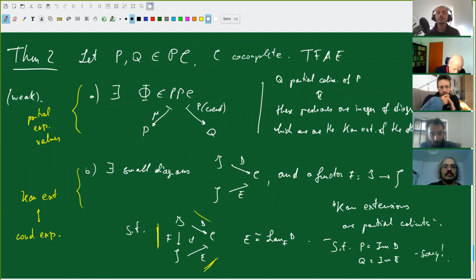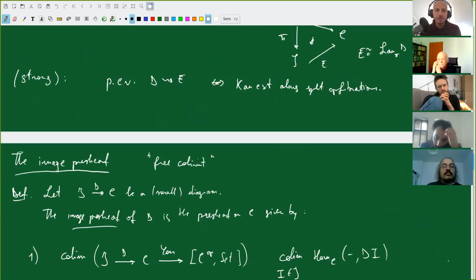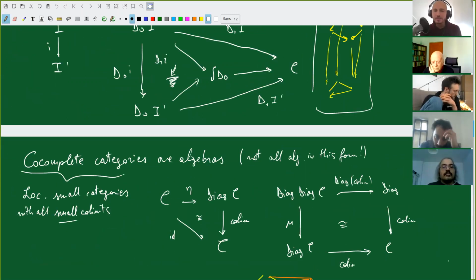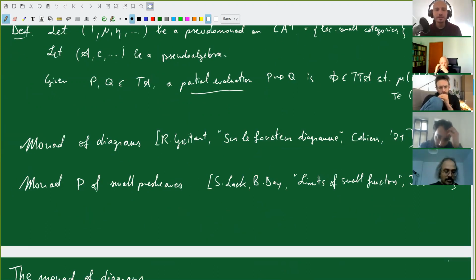Okay. And then my other question was, I'd never seen this diag pseudomonad before, and I was just curious what its algebras in general are. Oh, I wonder too. I've also never seen it before. It's just claimed in this paper by Guittard, but it feels like nobody else.